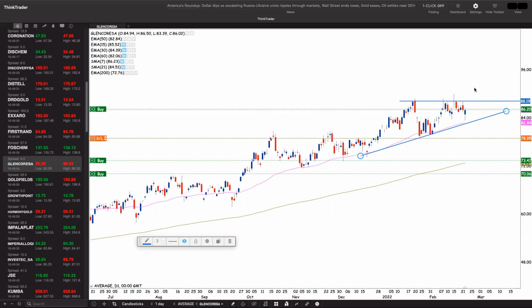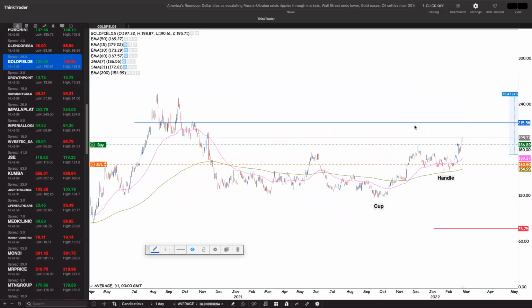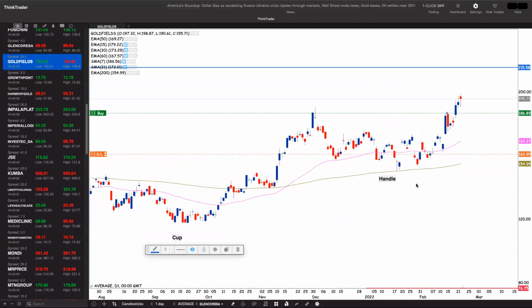So I'm waiting for a breakout there to raise my stop loss to, instead of doing that, let's just duplicate and go back there. To around 82.50. Gold Fields. Looking very nicely, broke out. So I'm gonna wait for 215.